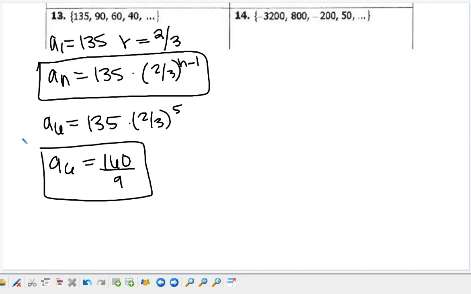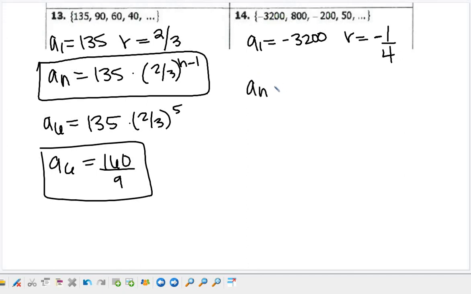Again, that would be the second PRB, enter, second ABC, enter. Number 14. So my first term is negative 3200, and I need to know my common ratio. Again, it's obviously something negative because I'm flip-flopping. My answers are getting smaller, so I know I'm multiplying by some fraction. So I can do 800 divided by negative 3200, and it gives me that my ratio is negative 1/4.